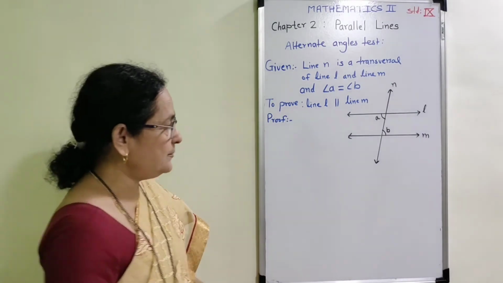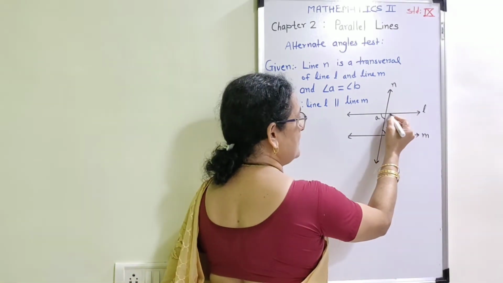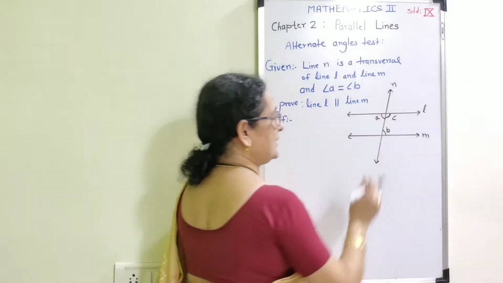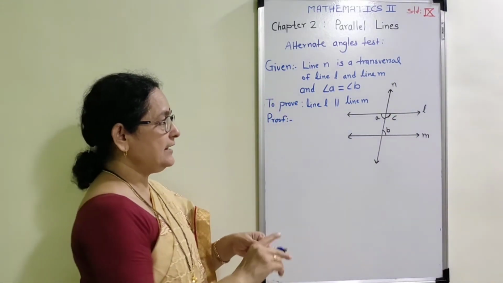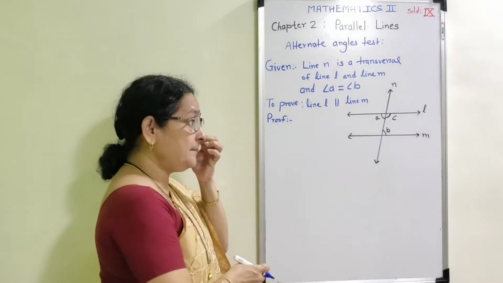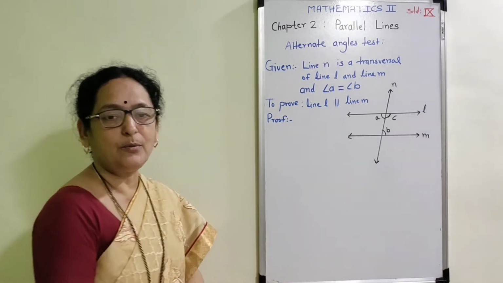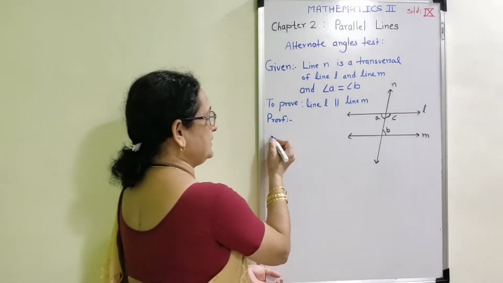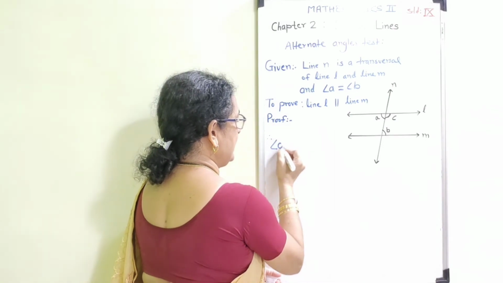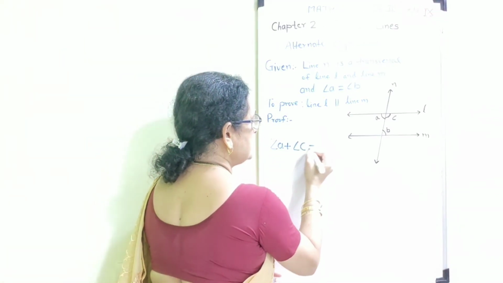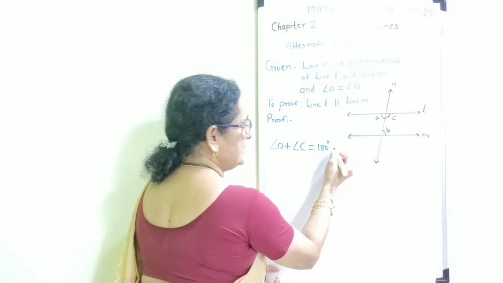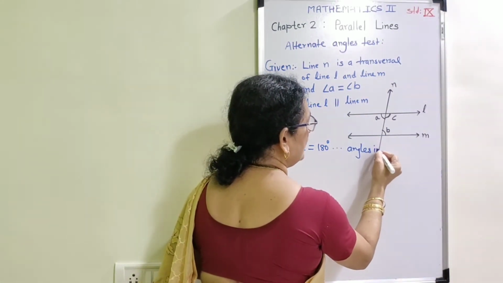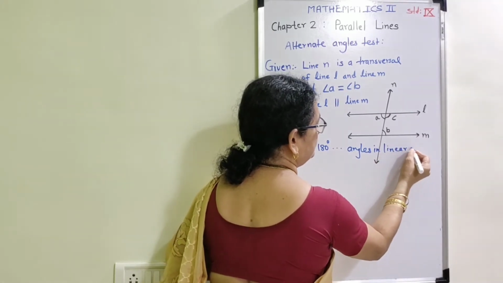Here first of all I am going to use another pair of angles. I am going to take help of this third angle, that is angle C. Now observe the relation between angle A and C. Angle A and C are in linear pair, and therefore we know that the sum of measures of angles in linear pair is 180 degrees, and therefore angle A plus angle C is equal to 180 degrees. The reason is angles in linear pair.